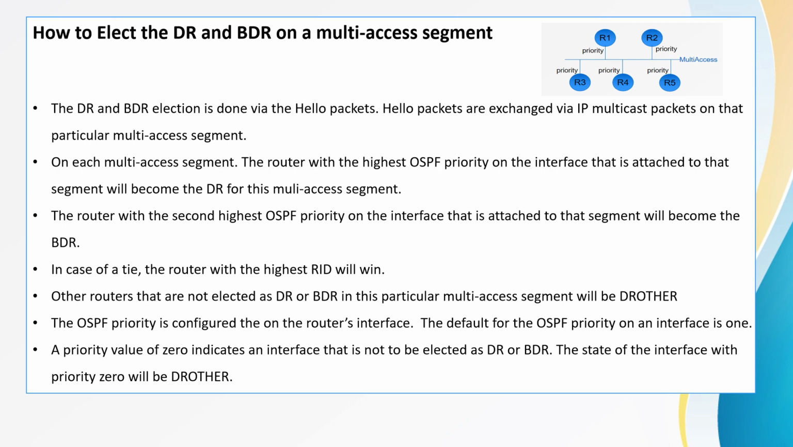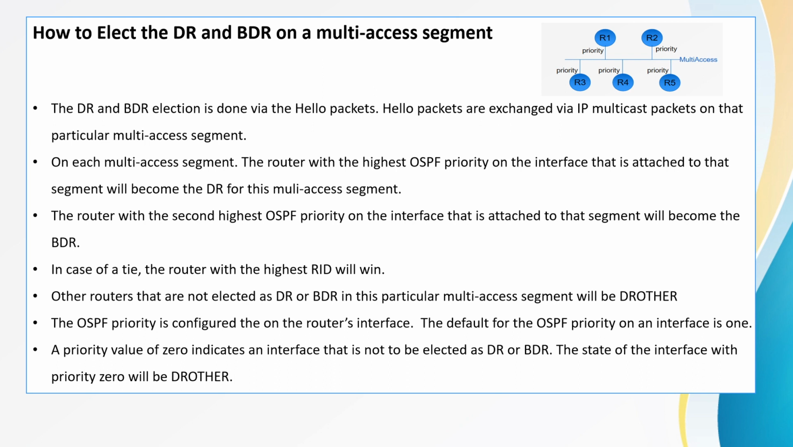The router with the second highest OSPF priority on the interface that is attached to that segment will become the BDR. In case of a tie, the router with the highest router ID will win. Other routers that are not elected as DR or BDR on a particular multi-access segment will be the DR other.